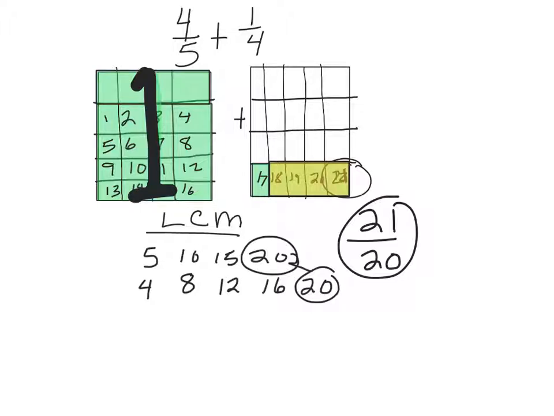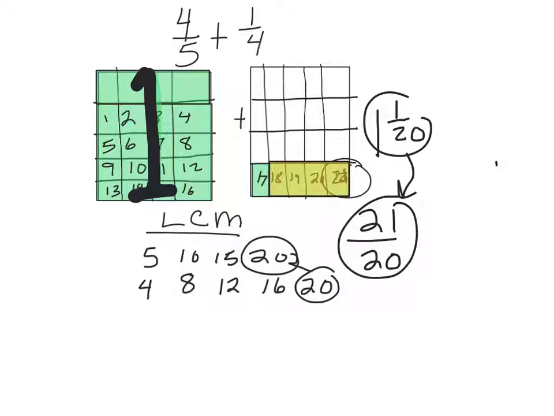So I can write that as 1 and 1/20th. And that is really the same as this, because all I've done is taken these, moved them over here to create one whole here, and then I've got this 1 out of the 20 left. So 1 and 1/20th is the same as 21/20.